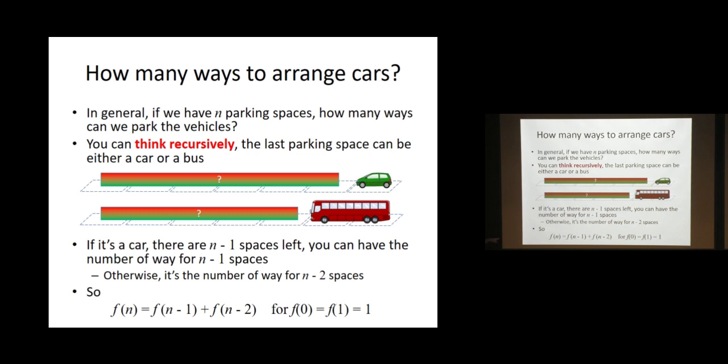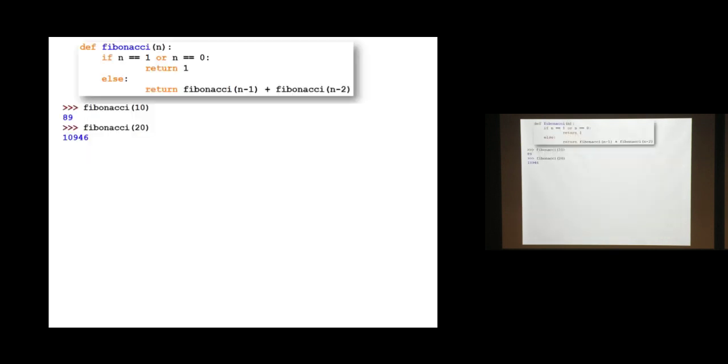And when there is more than 1 parking lot, what do I do? If I occupy it using a car, I'm left with n minus 1 parking spaces. How do I solve this? I call F again. If I park a bus, I'm left with n minus 2 parking spaces. How many ways can I solve that? Right? This is recursion. It's a very beautiful answer. And this is the program. That's how you write the program.